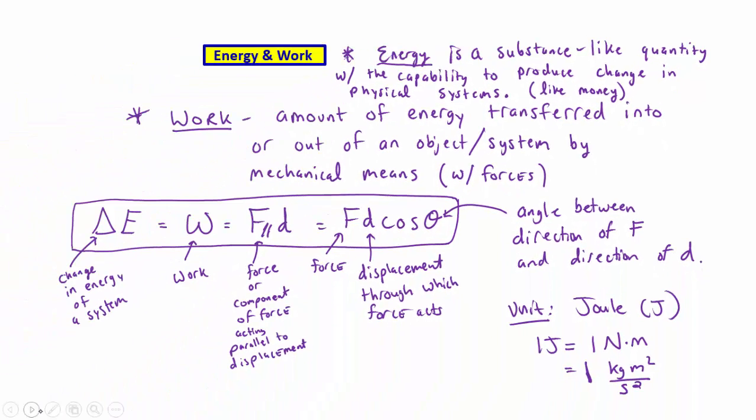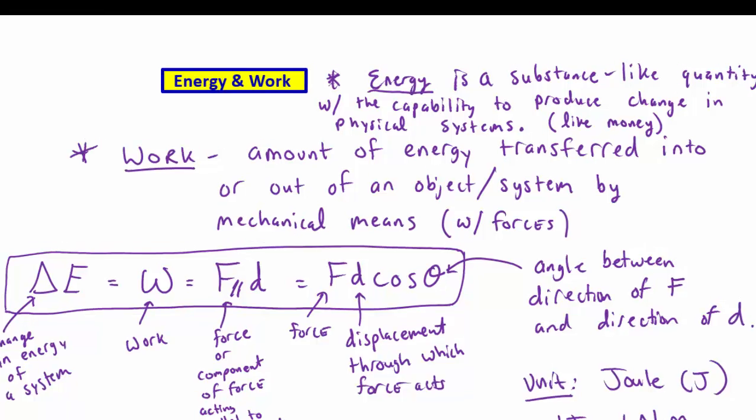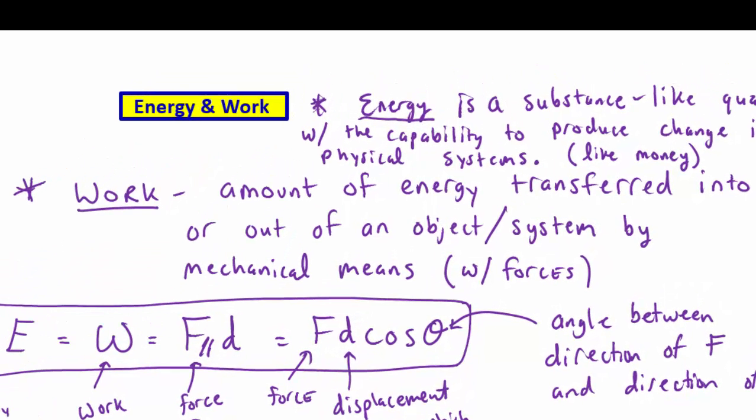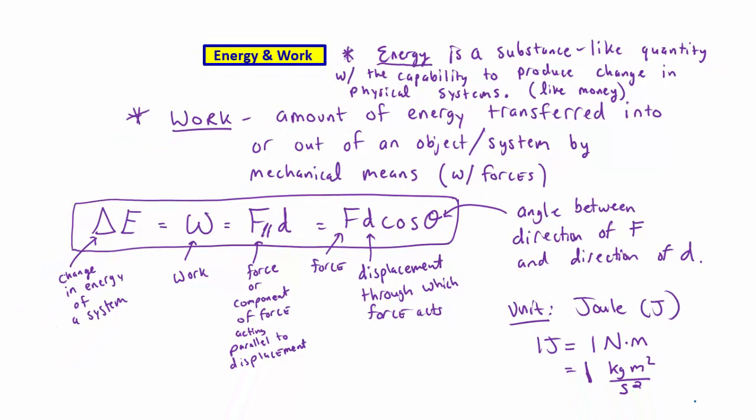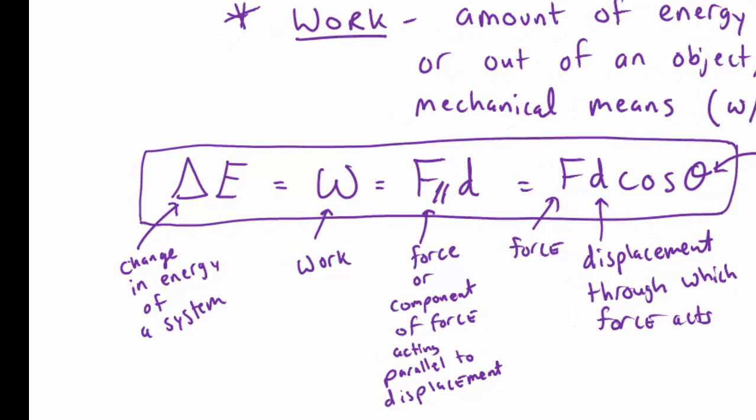Work is closely related to energy, and work is the amount of energy transferred into or out of an object or system by mechanical means, and by that I mean with forces. So we're pushing or pulling objects, and we're putting energy into a system or taking energy out of it. This is an equation from your equation sheet that I broke down for you. Delta E is the change in energy of a system. It can be positive or negative, and the change in energy of a system is also known as work.